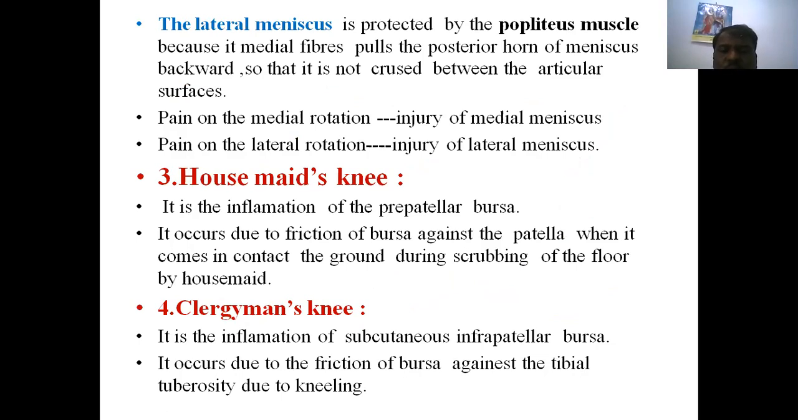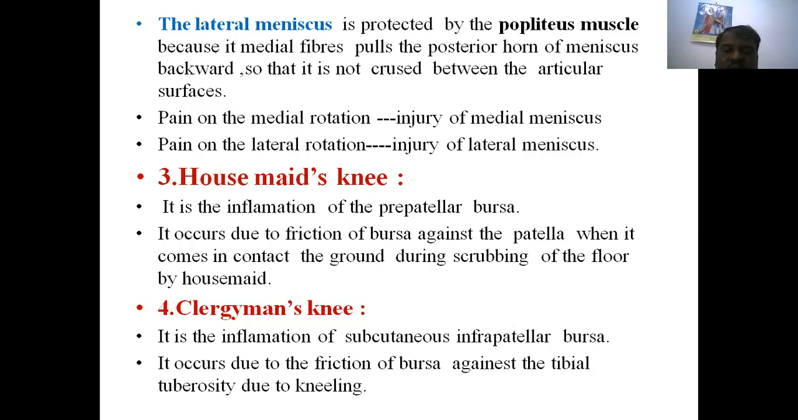Pain on medial rotation at the time of locking means a medial rotation injury of the medial meniscus. At the time of unlocking, pain on lateral rotation indicates injury to the lateral meniscus. This is used for medical and diagnostic purposes. We ask the patient to do the locking movement, medial rotation of the femur on the tibia. If the patient says there is pain on the medial side, that indicates a medial meniscal injury.